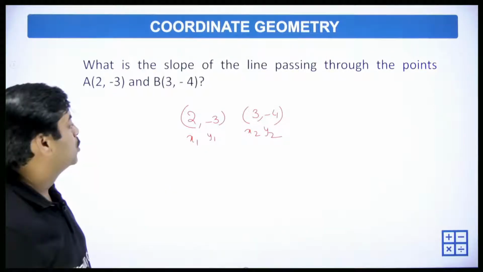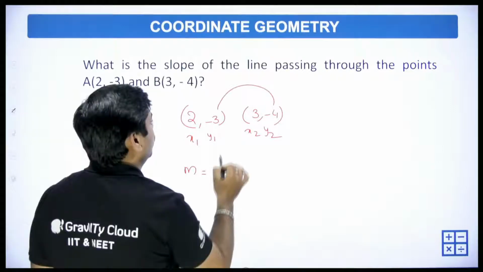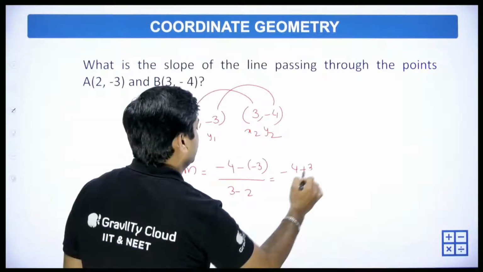So slope is equal to y2 minus y1, minus 4 minus of minus 3, by x2 minus x1, 3 minus 2. Minus 4 plus 3 by 3 minus 2 is 1. So minus 1 by 1. Slope is equal to minus 1 by 1.